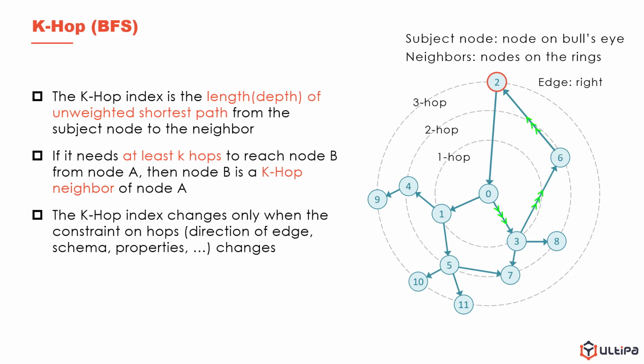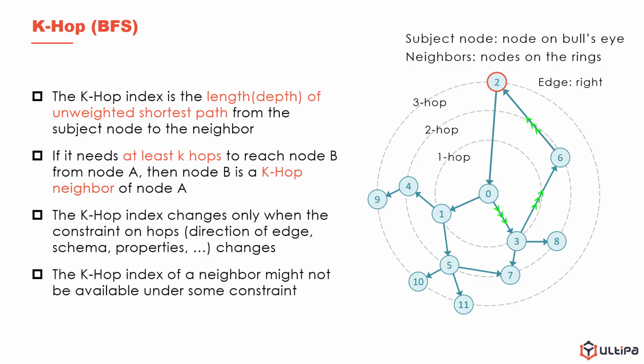Besides the direction of edge, many other constraints can be applied on hops, such as schema and property values of nodes and edges. When the constraint changes, the k-hop index of a neighbor should be reassessed. The last thing to remind: not all the neighbors will get a k-hop index, since some constraints just prevent the neighbors from being reached by the subject node.